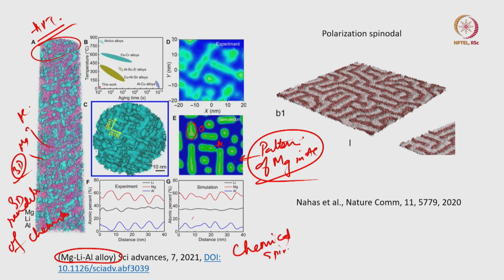Okay. So emerging, and this is also what is called a chemical spinodal, right. So by having a spinodal decomposition, you have separated out two different regions which have nice patterns that are formed, but these two different regions are separated by their chemical composition. So, it is called a chemical spinodal. Okay.